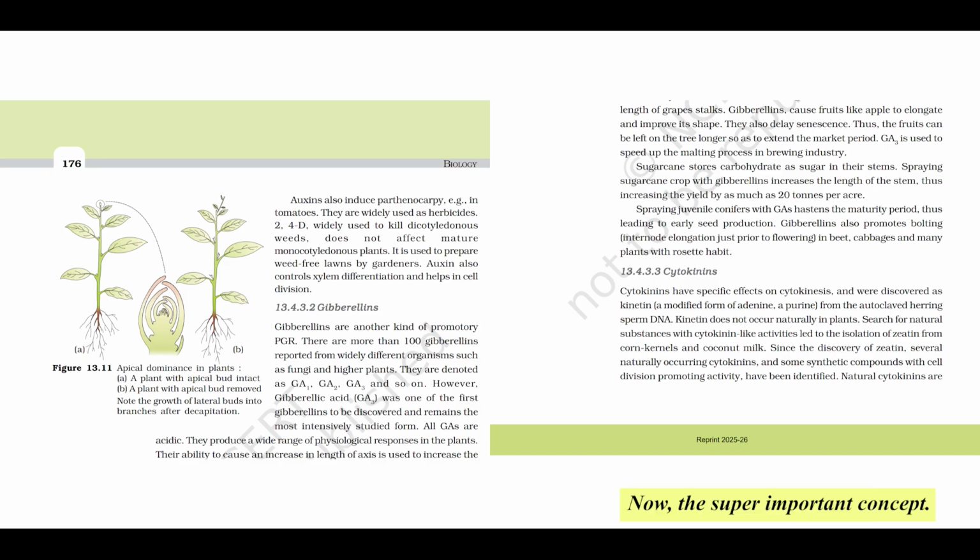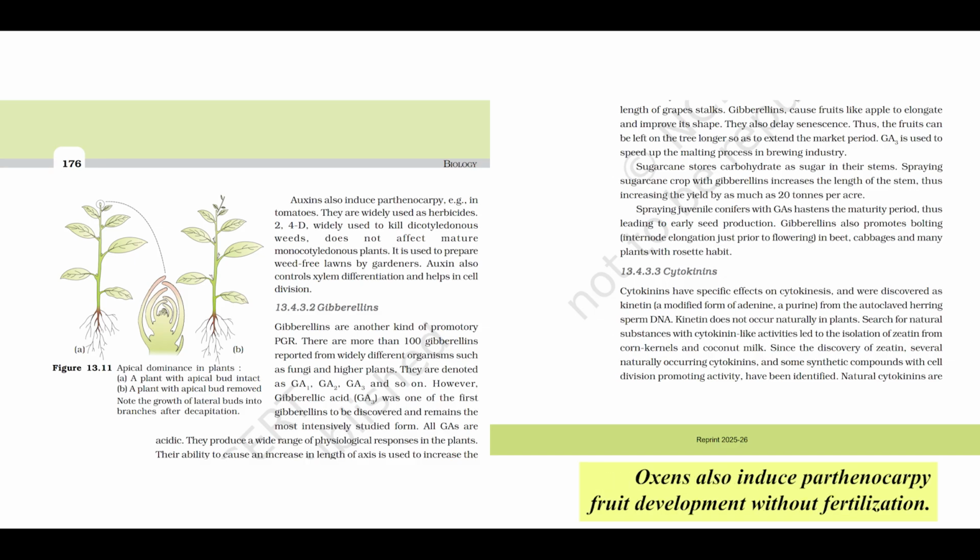Okay. Now the super important concept. Apical dominance. The growing apical bud inhibits the growth of the lateral axillary buds below it. So the main stem grows tall, side branches don't. Exactly. If you remove the shoot tip, decapitation, the lateral buds start growing vigorously, like in figure 13.11. Yes. This is widely applied in tea plantations. Constant pinching promotes bushiness for more leaves and in hedge making.